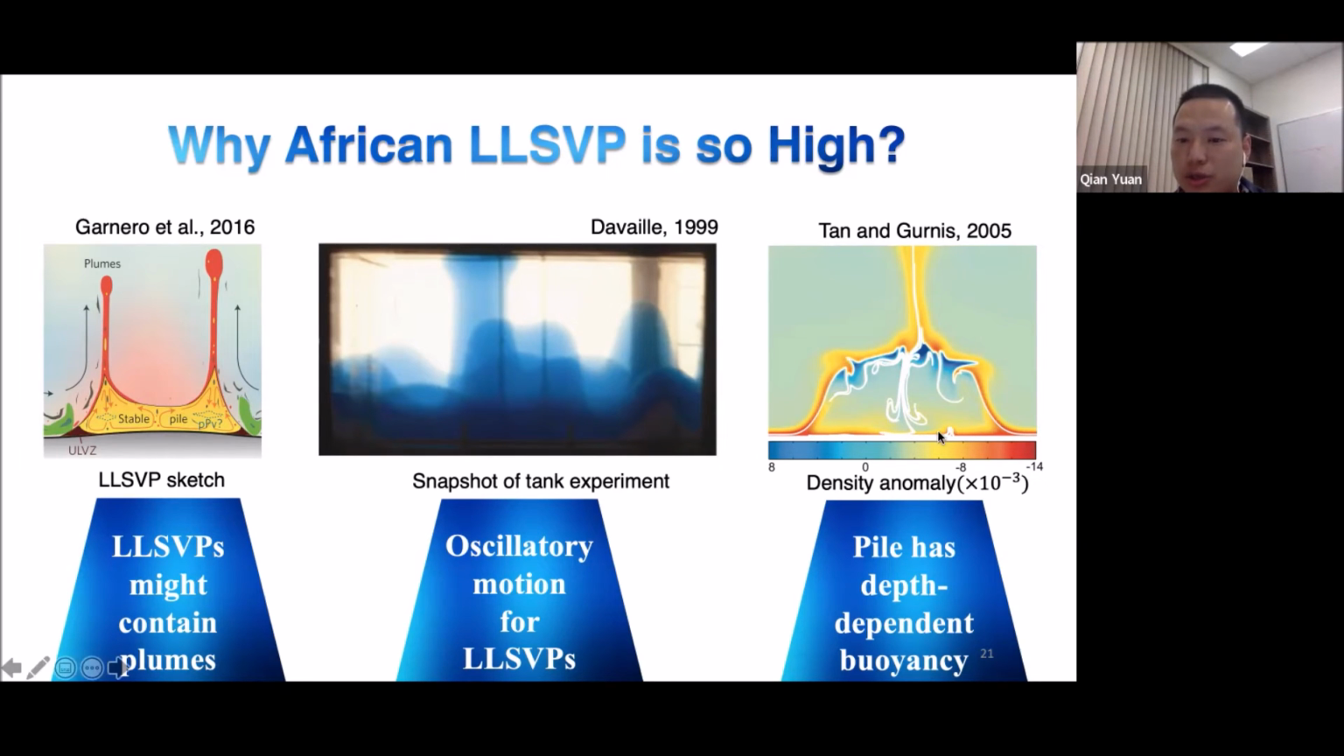In this study, they assume that the pile has depth-dependent buoyancy. They suggest the pile has a different bulk modulus than the background mantle. In that way, the bottom of the pile is relatively less dense compared to the upper part. Then the pile can rise very tall, and the boundary can be very steep. So they use this phenomenon to explain the African LLSVP.